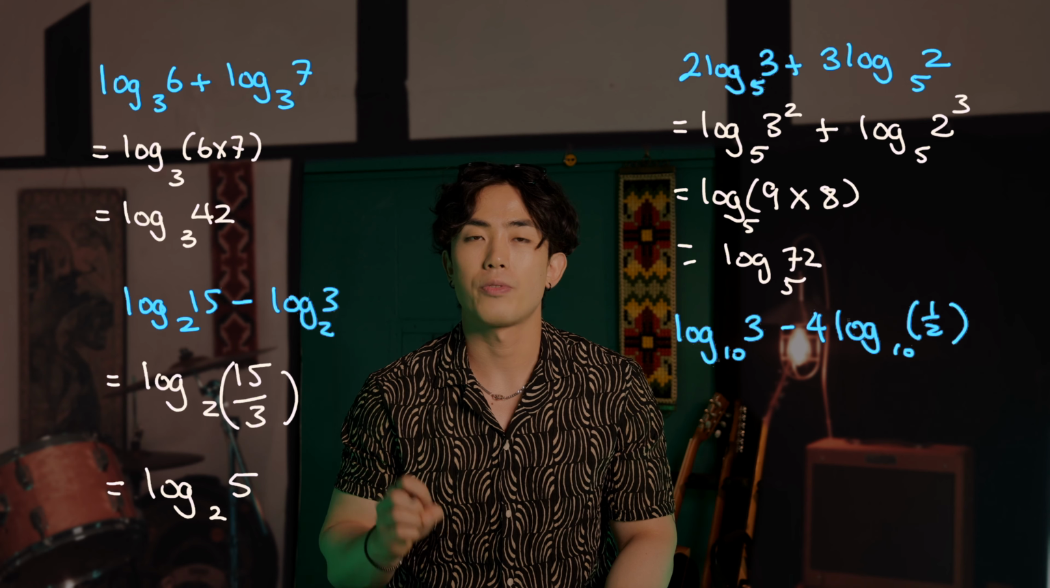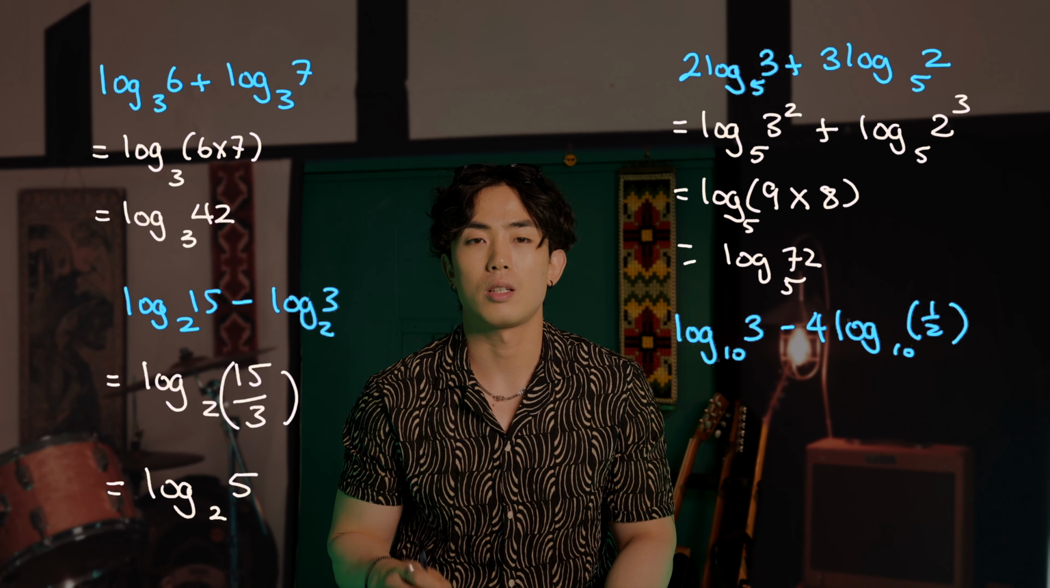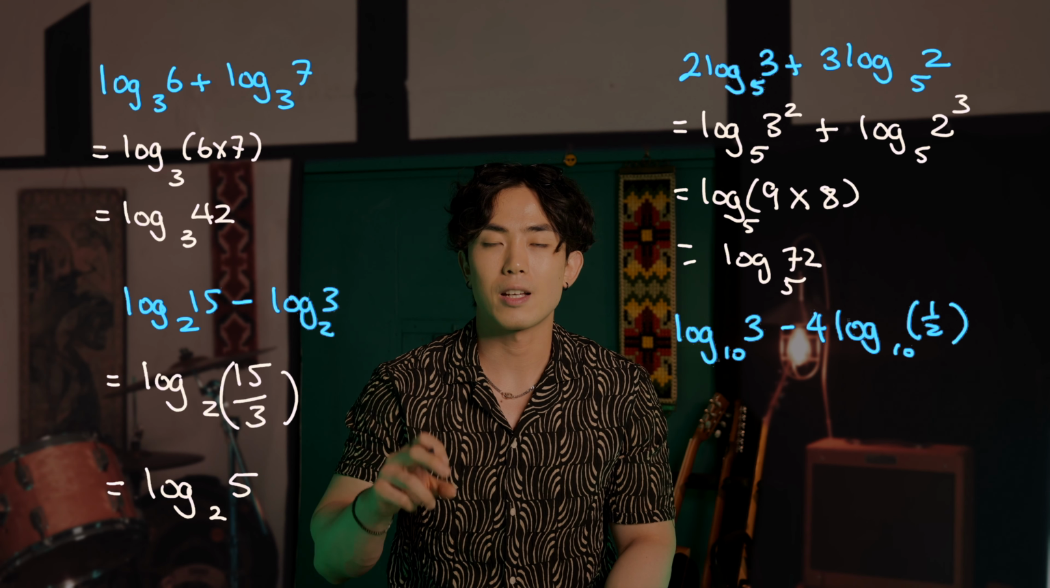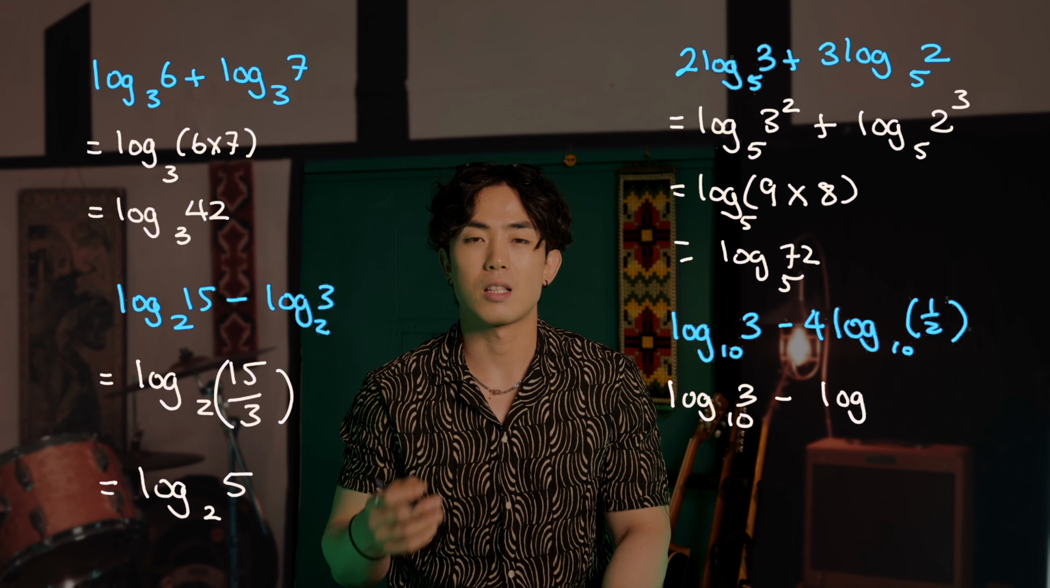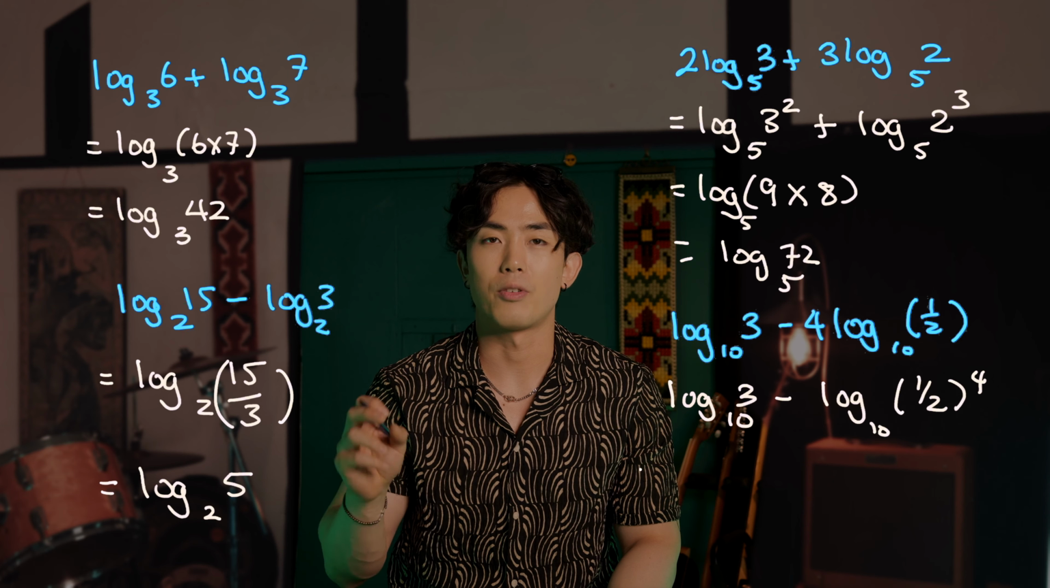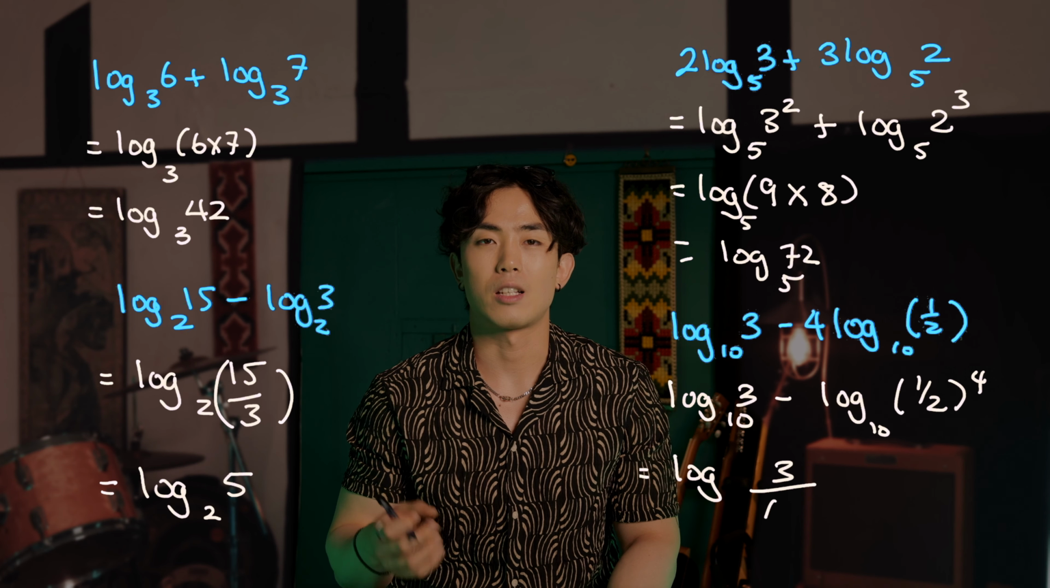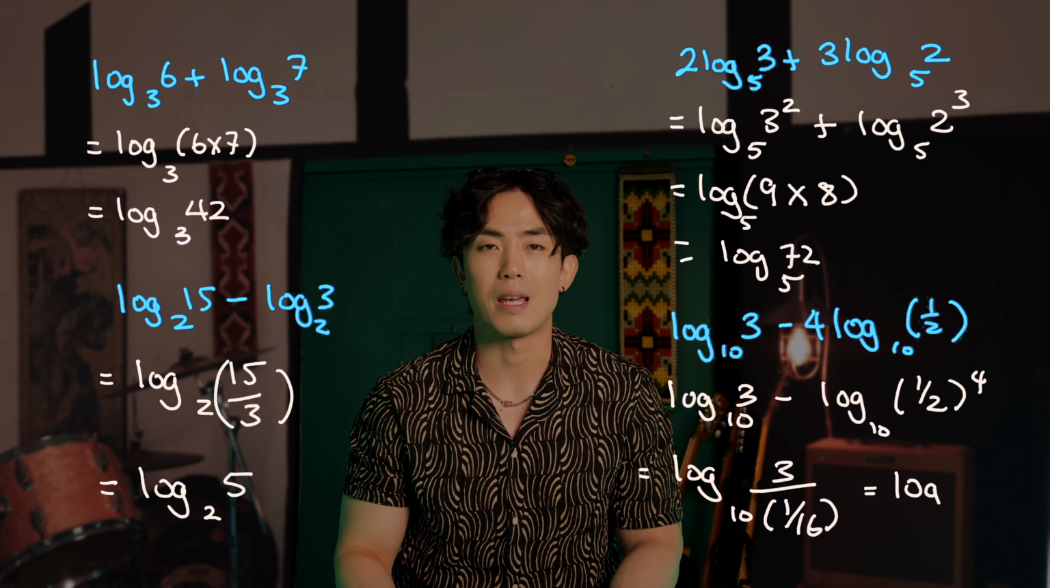Let's try one final one. So let's say log 3 to the base 10 minus 4 log half to the base 10. So the second term, we need to use the power rule first. So it's going to be log 3 to the base 10 minus log a half raised to the power 4 base 10. This is now going to simplify to log 48 to the base 10.